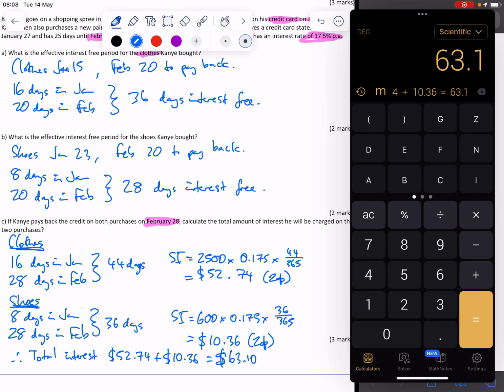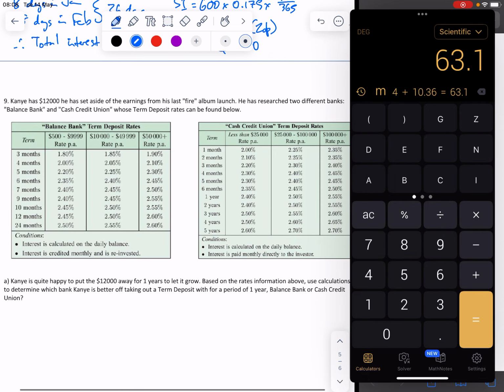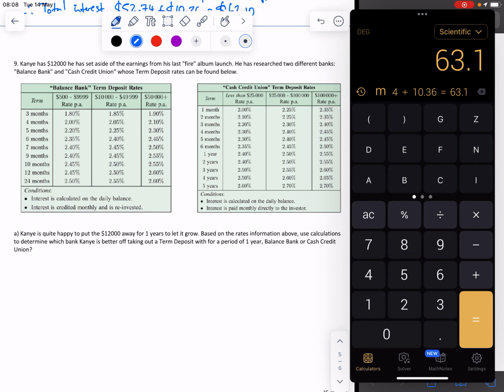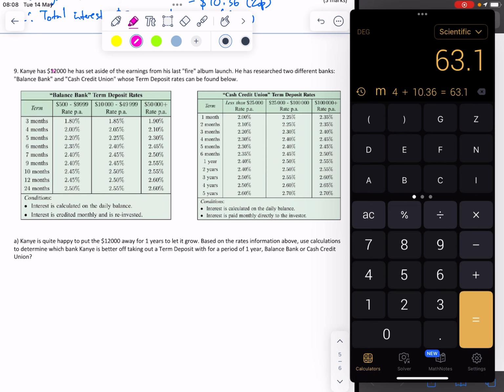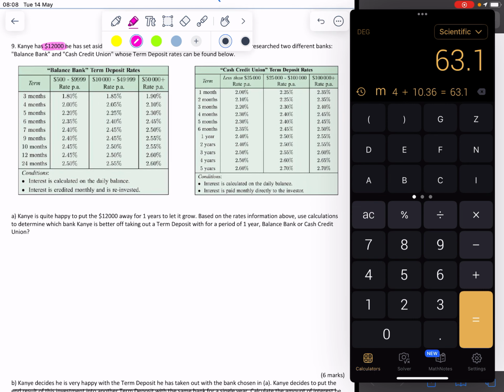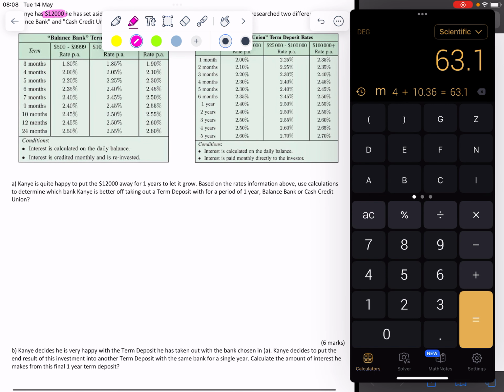Question 9. Kanye's got 12 grand set aside from his last fight. That was a long time ago. He's researched 2 different banks. Kanye's quite happy to put the 12 grand away for 1 year to let it grow. Based on the rates above, use calculations to work out which of the banks is better.